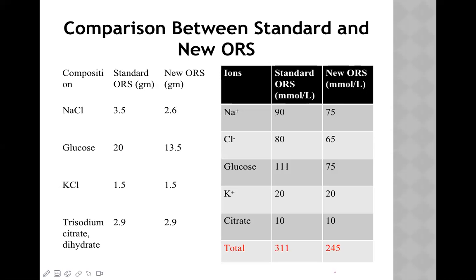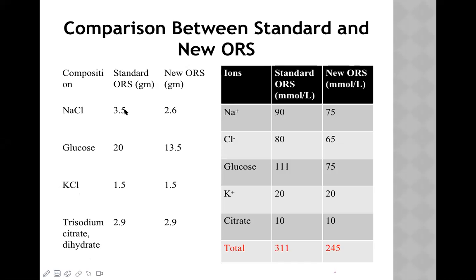So it is a slightly modified version of the standard ORS. So what is that modification? What is the difference between them? Let's go through that. Look here, look at the composition. Sodium chloride is there in ORS, glucose is there, potassium chloride is there, and trisodium citrate dihydrate is there. You can simply call it citrate. So sodium chloride, glucose, potassium, and citrate.